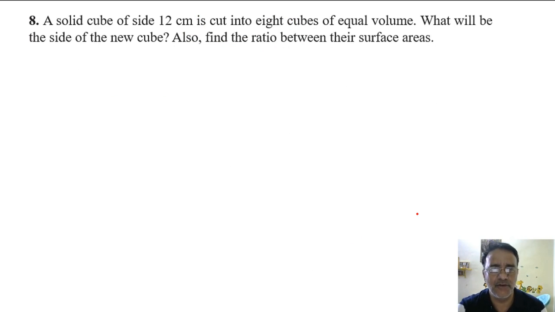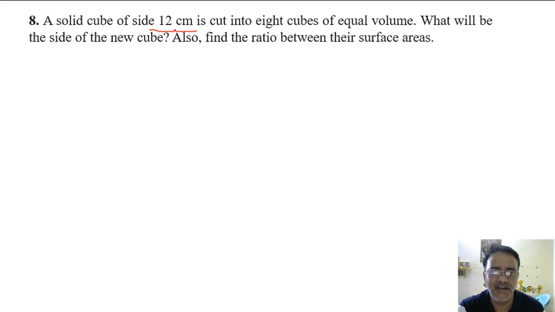This is also a very good question. A solid cube of side 12 centimeter is cut into 8 cubes of equal volume. What will be the side of the new cube? Someone's mic is on, look. A solid cube of side 12 centimeter is the big cube, and we are cutting it into 8 small cubes of equal volume. So what will be the side of the new cube? And we have to find their ratio also, the ratio of surface areas.